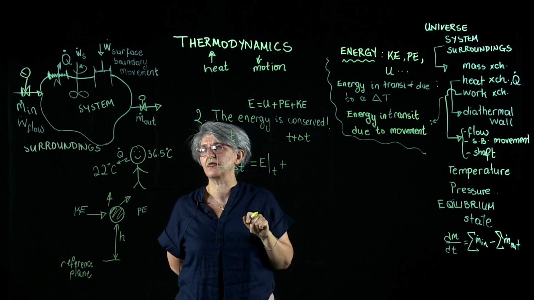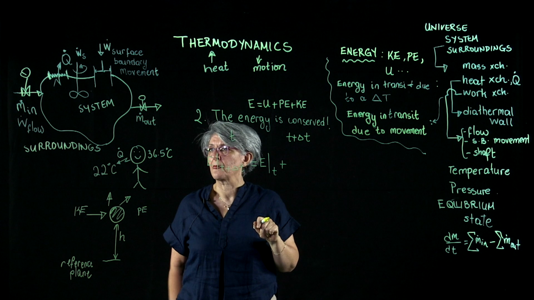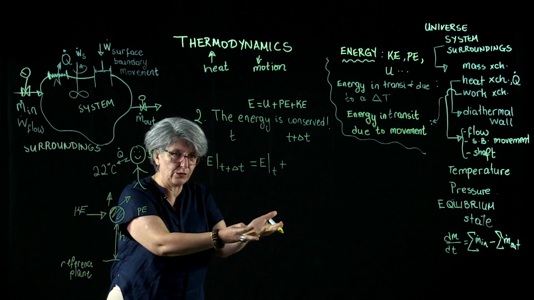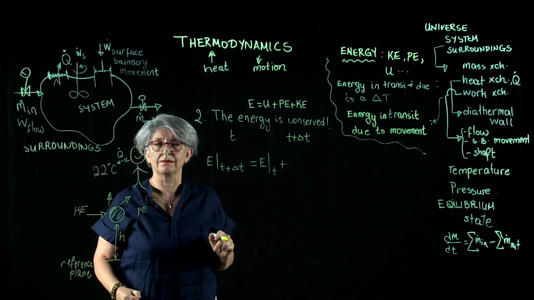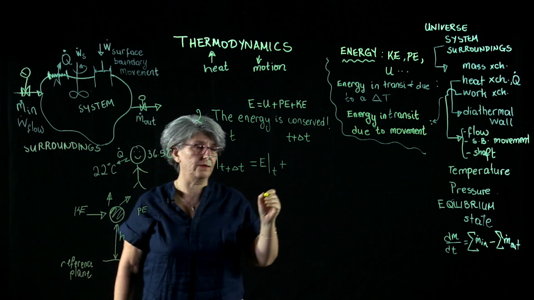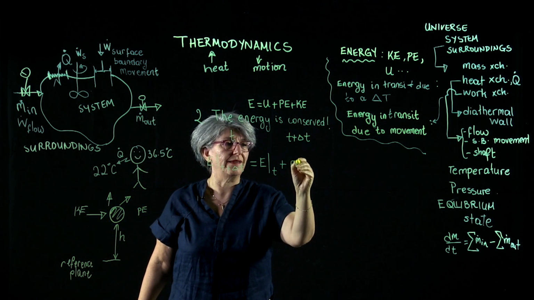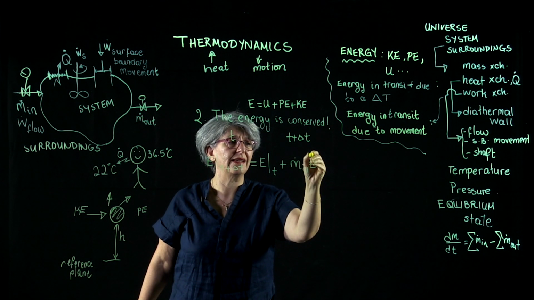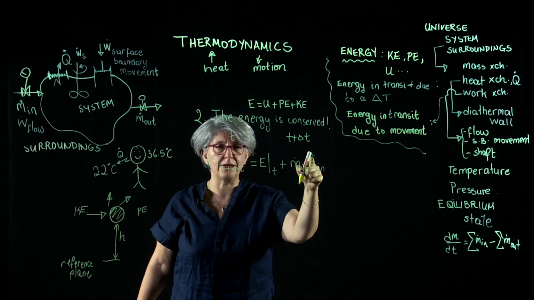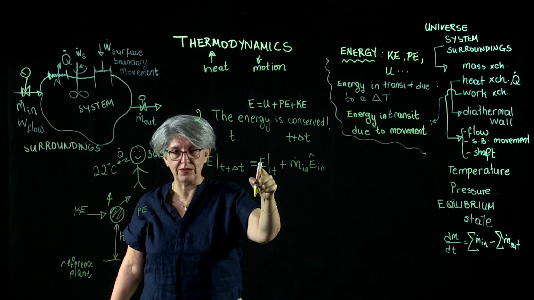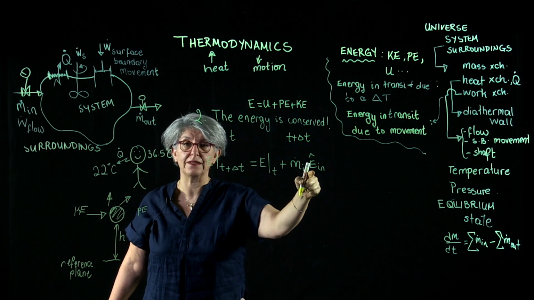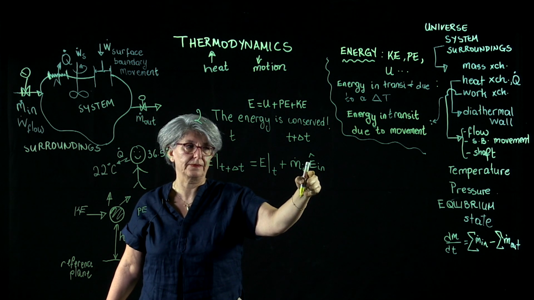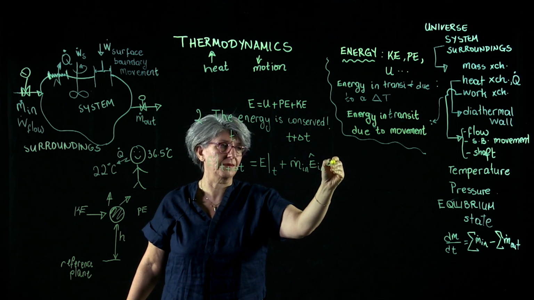What are the modes of energy transfer into the system? We have masses bringing in their own energy, including kinetic and potential also. So we are going to have m dot in times E hat in. Now, why did I put this hat? This is total energy. This is specific energy. Energy per unit mass times delta T, right?